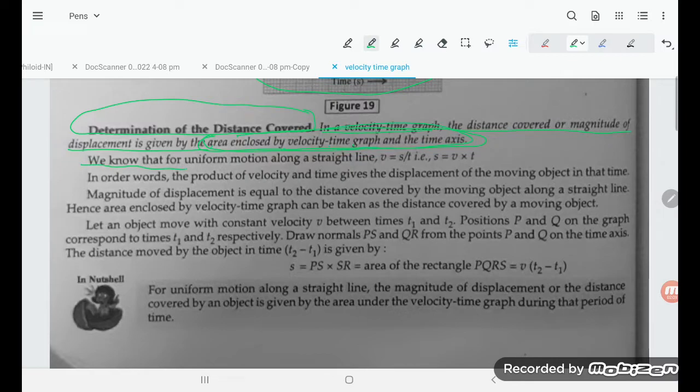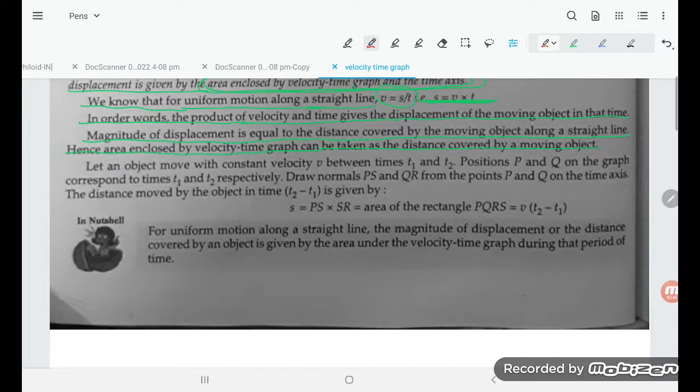We know that for uniform motion along a straight line, v is equal to s by t, so s is equal to v into t. In other words, the product of velocity and time gives the displacement of the moving object in that time. The magnitude of the displacement is equal to the distance covered by the moving object along a straight line. Hence, the area enclosed by the velocity time graph can be taken as the distance covered by the moving object.